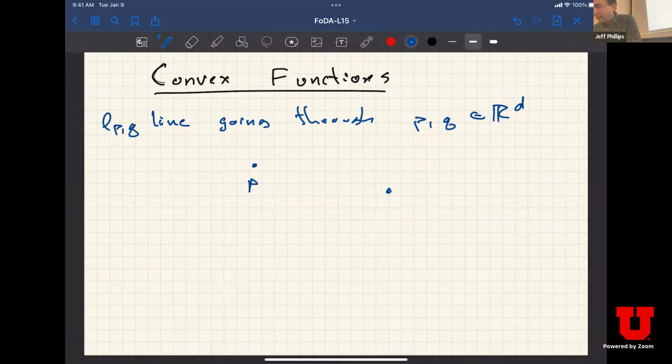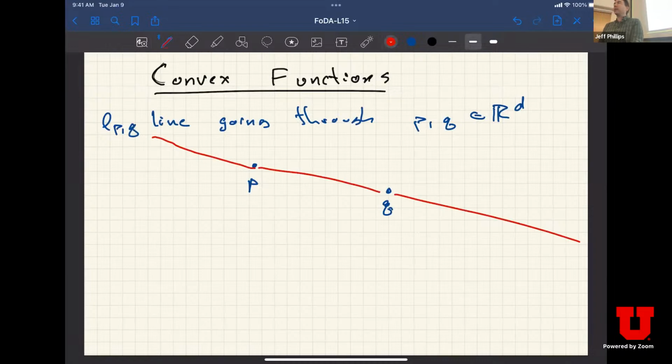So for the definition, these two points, P and Q, I'll draw them in two dimensions, but they could be in higher dimensions. I want a line that goes through P and Q, and I want to parameterize this line by some function, L_PQ at a value lambda. For every value of lambda, I want to have a point on this line.